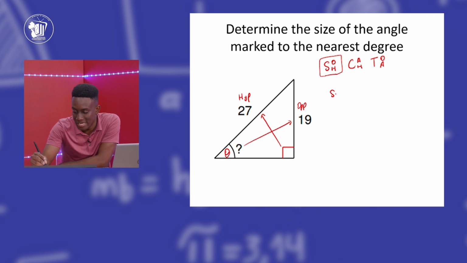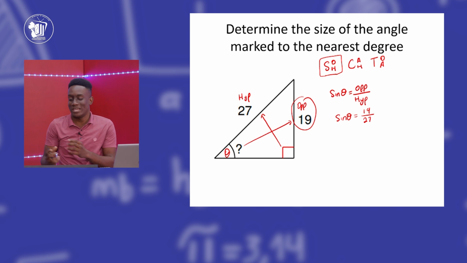We can say sine theta is equal to the opposite over the hypotenuse. In this case, we want to find theta. So sine theta is equal to the opposite, which is 19, over the hypotenuse, which is 27. We can either divide 19 by 27 and get a decimal, or we can just leave the 19 over 27 and solve from there. Whichever way you want to do it, it's up to you.